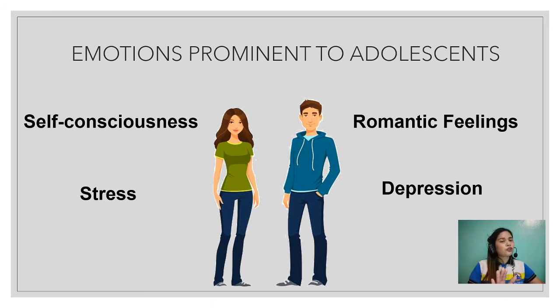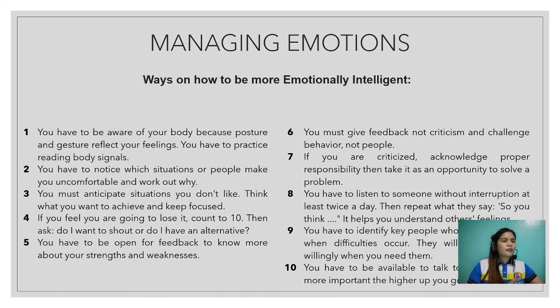Maybe you could also try to reflect on yourself. Are you feeling these emotions right now? If you do, it is normal. What you just have to do is to manage your emotions. So, what is managing emotions? It is choosing how and when to express the emotions that we feel. Being emotionally intelligent is a great help to manage emotional reactions. So, let me present to you the various ways on how to be more emotionally intelligent.